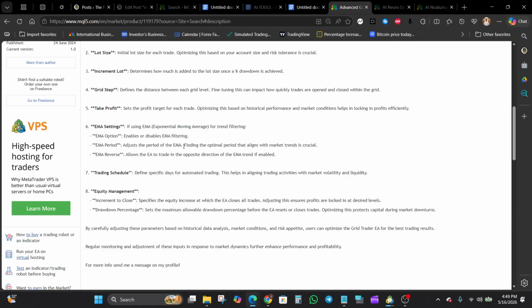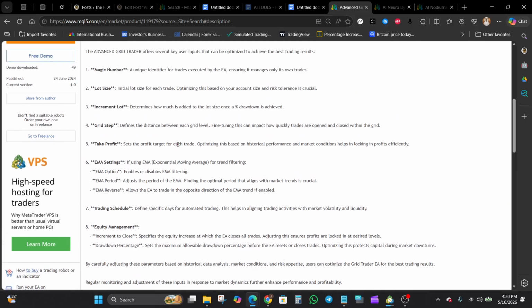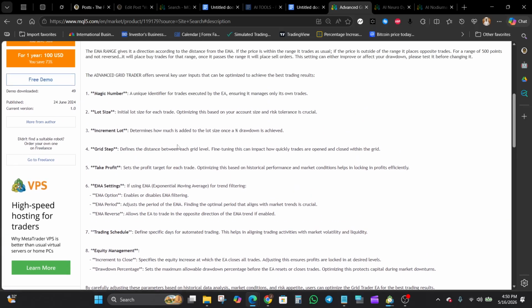The EA also includes trading time windows, meaning it only operates during specific periods defined by the user. That's important because it gives more control over when the strategy is active, especially during different liquidity sessions.